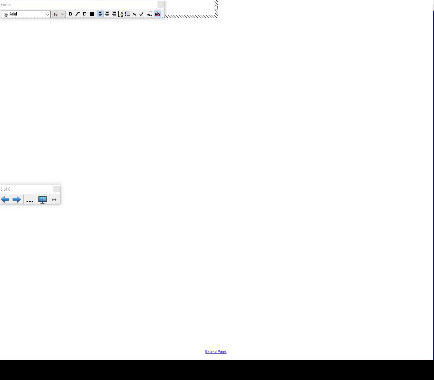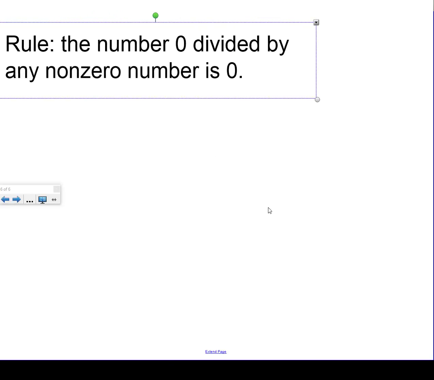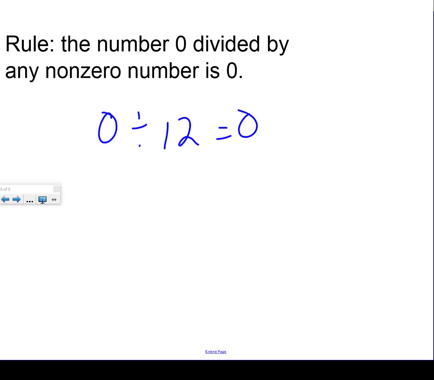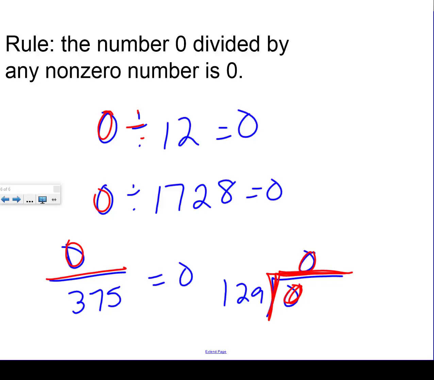Okay, so let's see if I can type this out for you. Help you be able to see that. So the rule is if you have the number 0, divided by any non-zero number is always 0. So an example would be 0 divided by 12 equals 0. Or 0 divided by 1,728 is 0. 0 divided by 375 is 0. And 0 divided by 129 is still 0. So if your zeros come at the beginning when you have the division sign, or on top as a fraction, or inside as you have this division bar here, the answers are always 0.